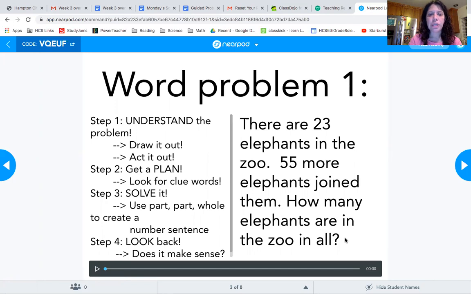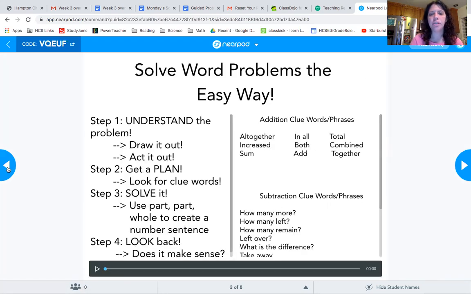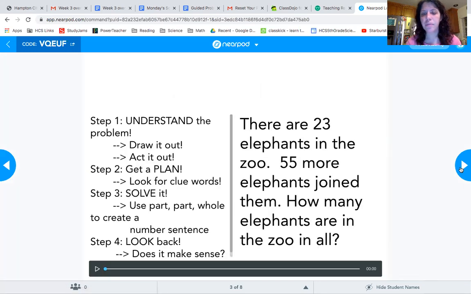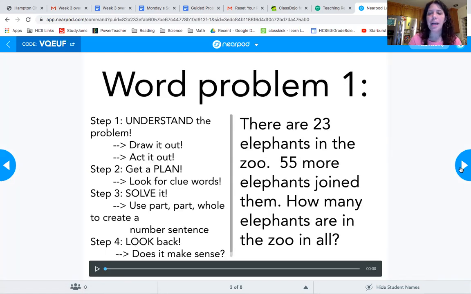So now that I kind of figure out what it's asking me, how many elephants are in the zoo in all, now I need to make a plan and look for clue words. I think my clue word here is going to be in all. Now, if I go back to this page, I'll see in all is one of my addition clue words. So that's going to ask me to add. So when it's asking me to add, boys and girls, that means I'm combining two different numbers together. So in this case, I'm combining 23 and 55.